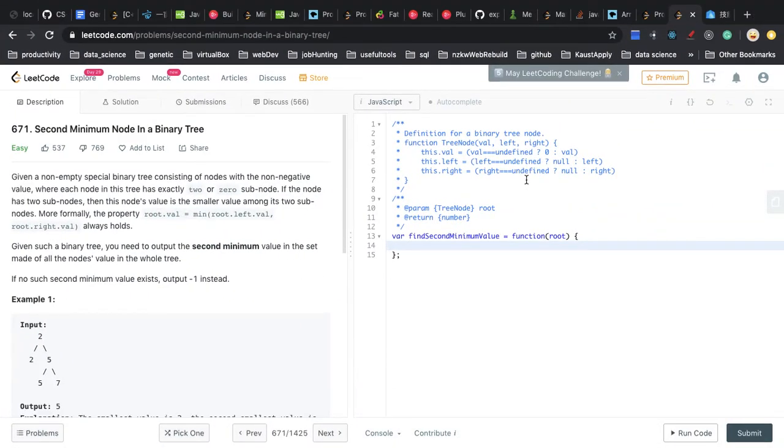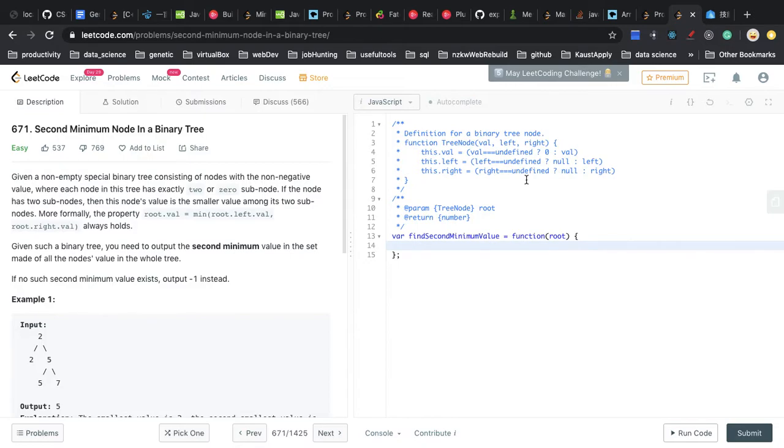Hello, this is Xinru. In this video, we are going to take a look at question 671, second minimum node in a binary tree. In this question, we're given a non-empty special binary tree consisting of nodes with non-negative values, where each node in this tree has exactly 2 or 0 subnodes.